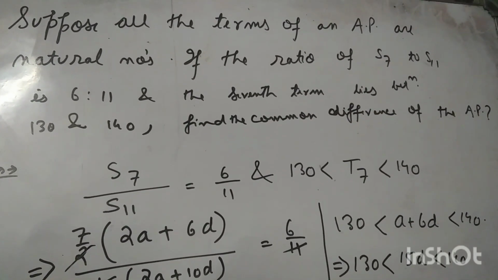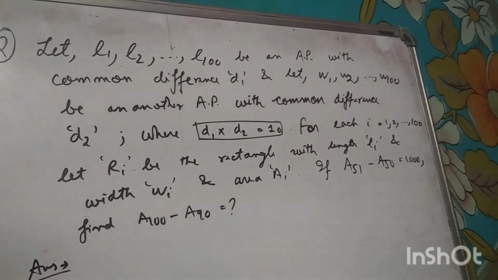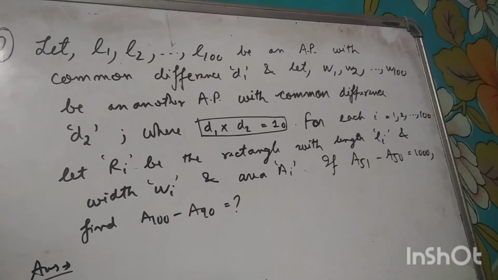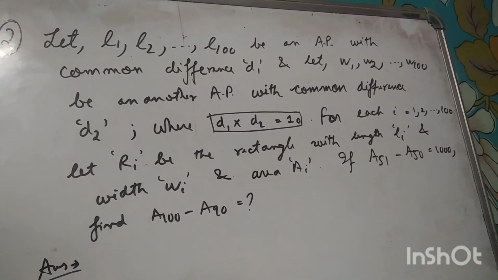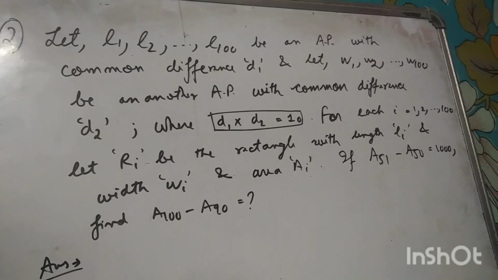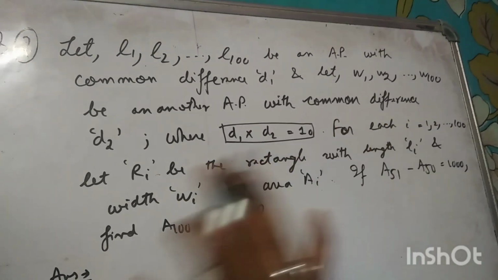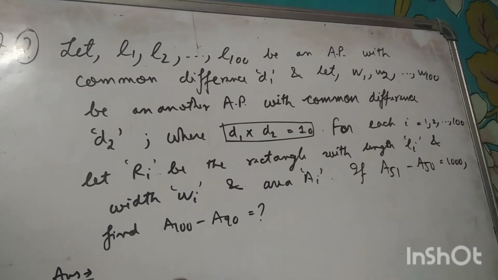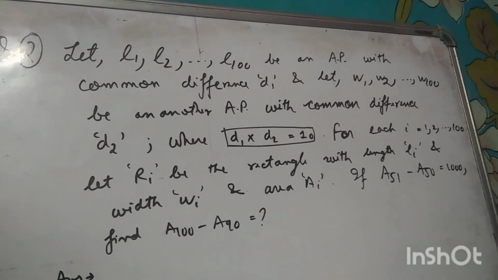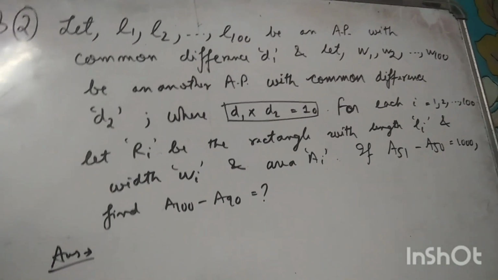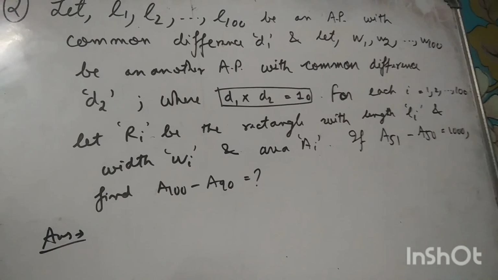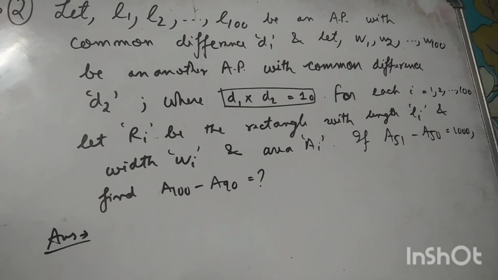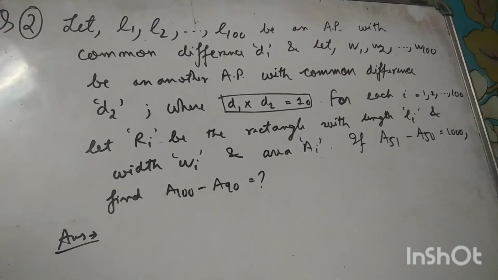Okay, so this is the second question from the topic sequence and series. Let L1, L2 up to L100 be an AP with common difference D1, and there is also a second AP, W1 to W100, with common difference D2, right? And the product of their common differences is 10. Now consider a rectangle with length Li and width Wi, where i goes from 1 to 100, and area Ai, and some data has been given.